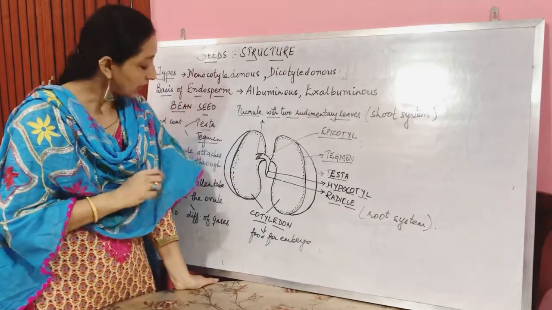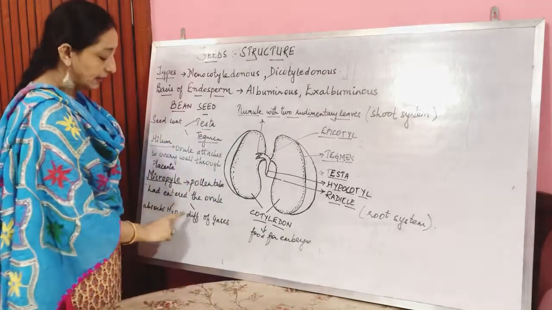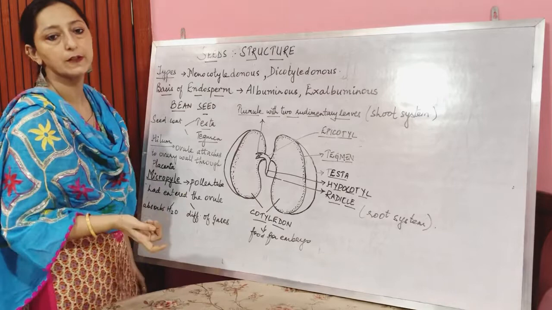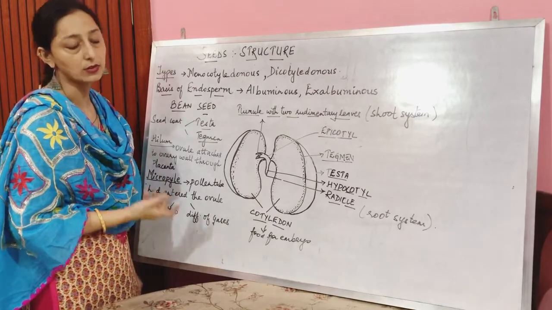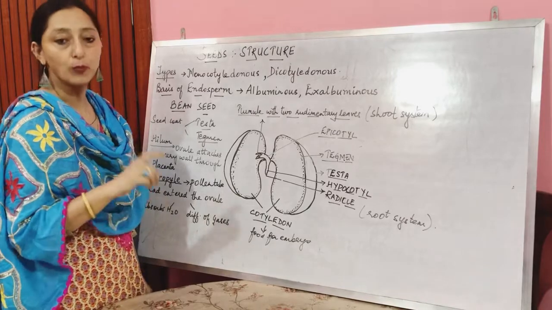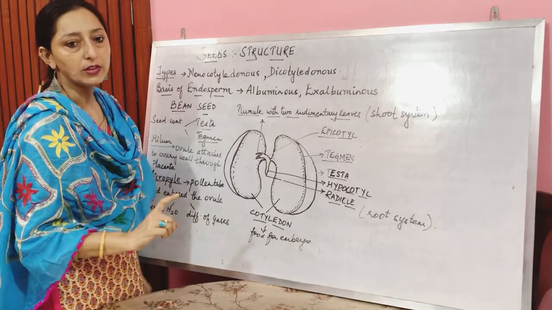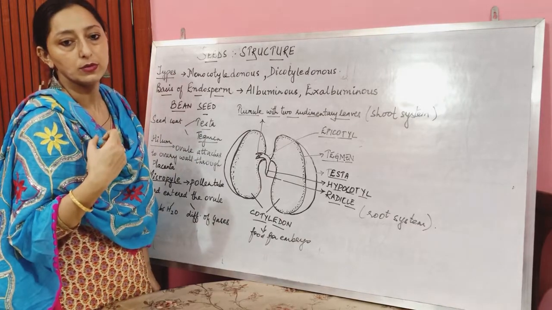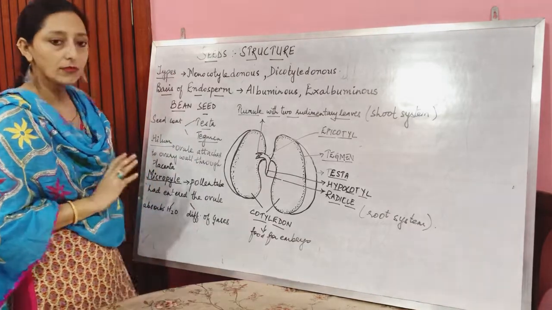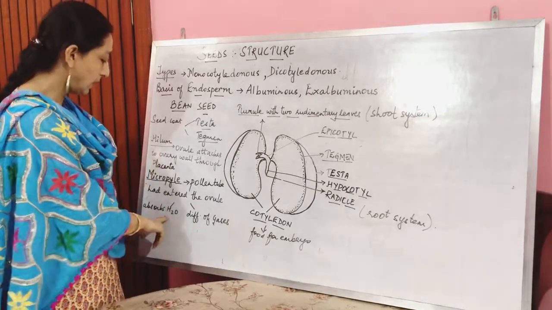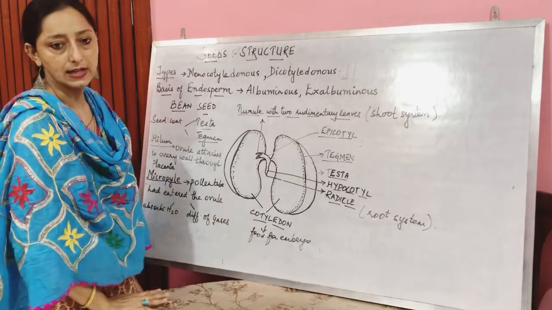The second point is diffusion of gases. It provides for the diffusion of respiratory gases for the growing embryo. So this micropyle marks the opening through which the pollen tube entered the ovule. Now what is the function of micropyle? Two functions: absorption of water and diffusion of gases.